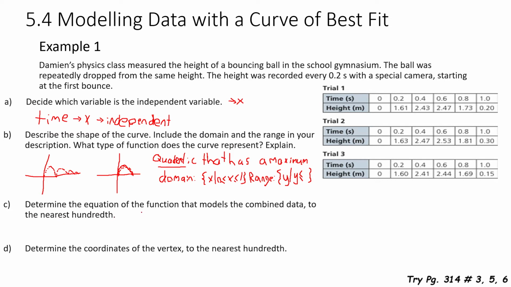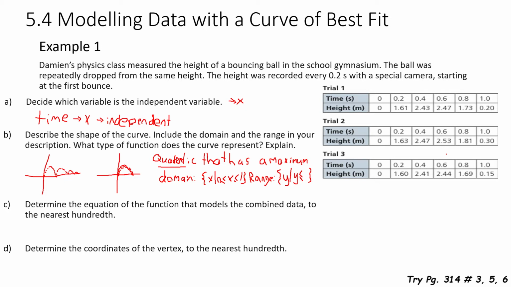So determine the equation of the function that models the combined data to the nearest hundredth. For the combined data, we're going to need to put all of this data into our L1, L2. So double check to make sure your stat plot is turned on. On your TI-83, press second function y equals for stat plot. Make sure that your stat plot is turned on and that its x list and its y list are L1 and L2. And then you can close that out.